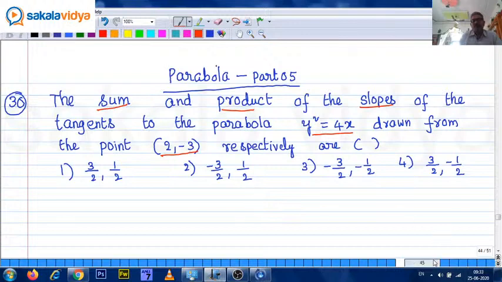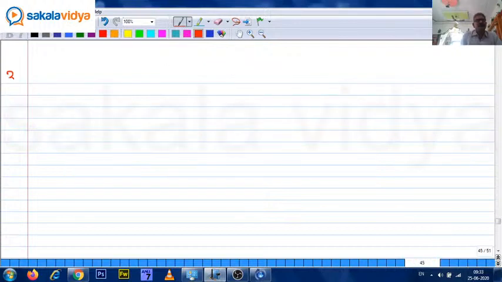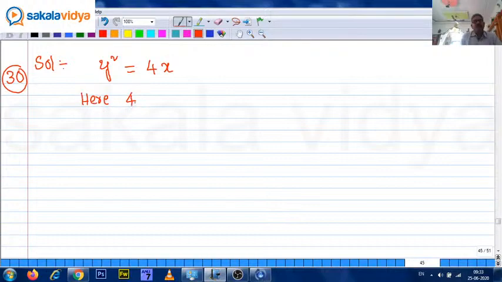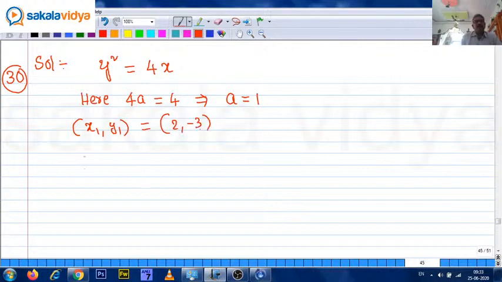Now the 30th solution. Here given y square is equal to 4x. Here 4a equals 4, so we can find a, whose value equals 1. Next the external point is given, say x1 comma y1, which equals 2 comma minus 3.